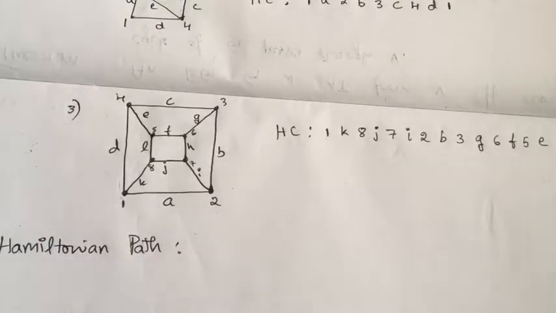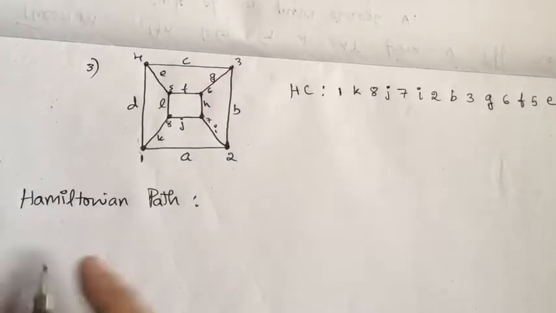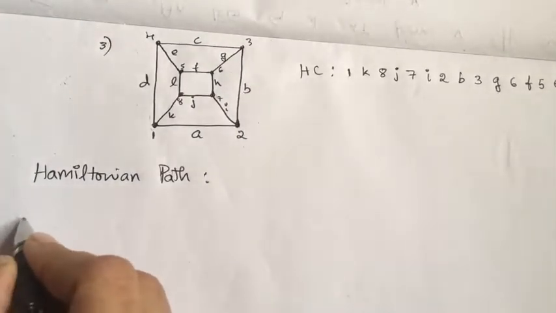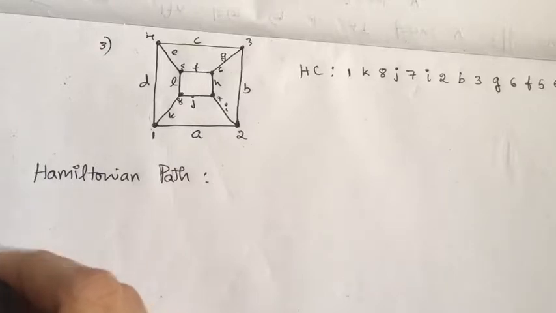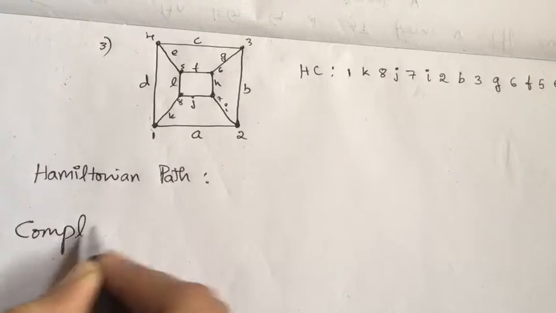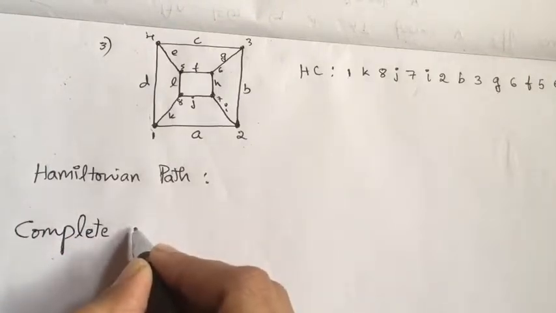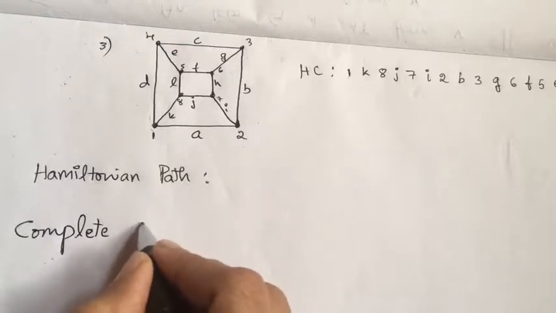A Hamiltonian path is obtained by removing any one edge from the Hamiltonian cycle. Next is one more type of graph, which is very important as we always deal with the simple graph. A simple graph is a graph which has no self loops and no parallel edges.